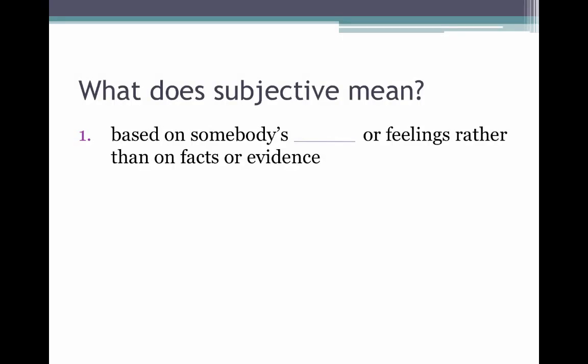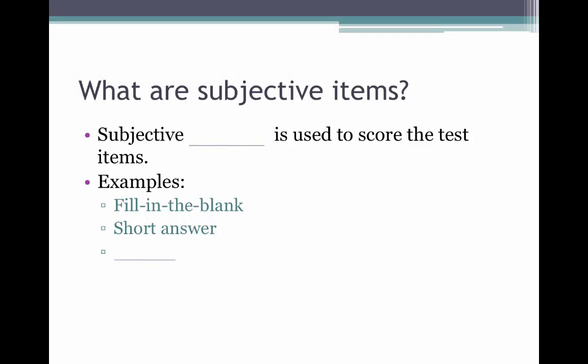And so as we talk about subjective items, that's really what we're getting at. It's based on someone's opinion or feelings rather than on facts or evidence. So as you can imagine, essay questions really fall into this category. We realize that there's a level of subjective judgment used to actually grade these types of items. And so, as I was indicating, essay questions fall into this category. And for me, at least, that's the type of question that I think of most frequently when I begin to think about subjective test questions.